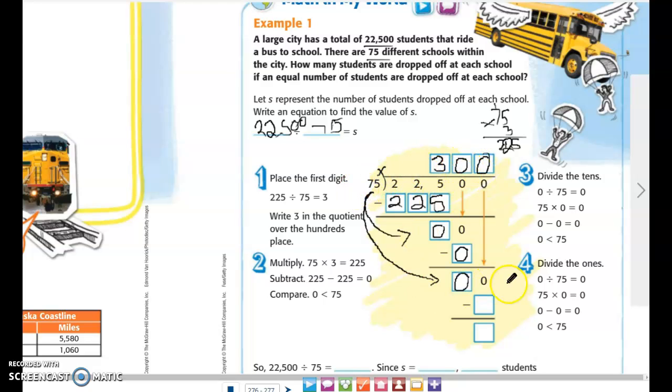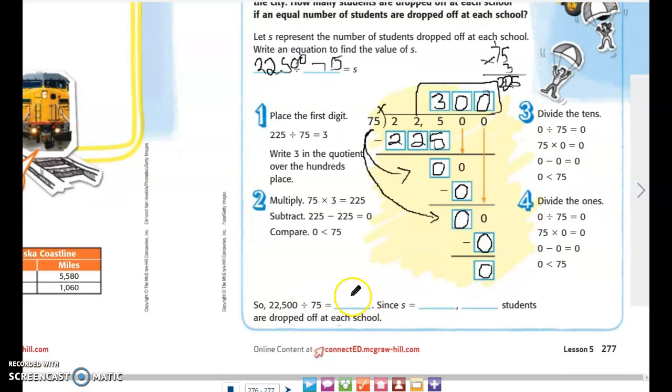So now that I divided, now I need to multiply again. 75 times 0 is? 0. And now I need to subtract. 0 minus 0 is? 0. That's a lot of zeros. But look, is there another number to bring down? No. So what is my quotient? 300. So there will be 300 students that are dropped off at each school.